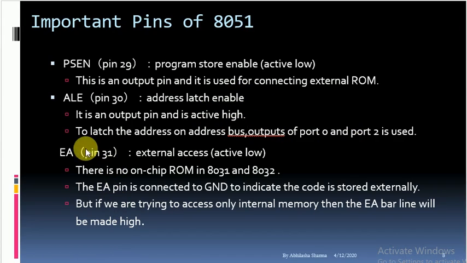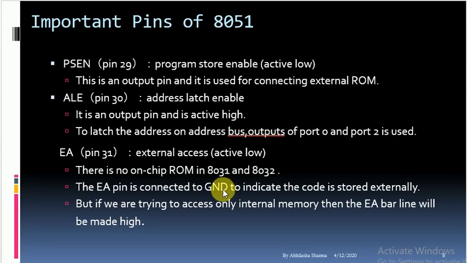Yes, and the next pin is what? This is pin number 31, and this pin is the EA pin. EA implies external access, and this is an active low pin. Actually, the basic difference between the PSEN and the EA pin is that in case of the PSEN pin, whenever we want to extend the ROM, then we move towards this pin.